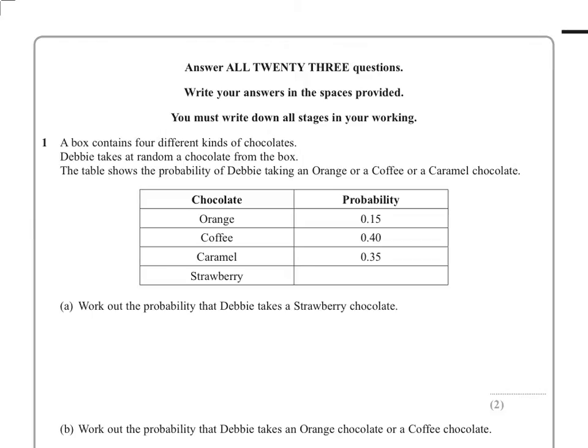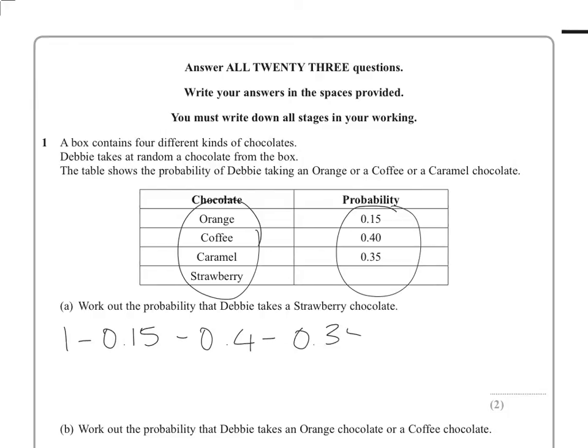Work out the probability that Debbie takes a strawberry chocolate. Well, if Debbie is picking something from the chocolate box, she's going to end up picking either orange, coffee, caramel or strawberry chocolate. Therefore the probability of her picking something is 1. So these probabilities must add up to 1. So 1 minus 0.15 minus 0.4 minus 0.35 gives you the probability of strawberry, which equals 0.1.